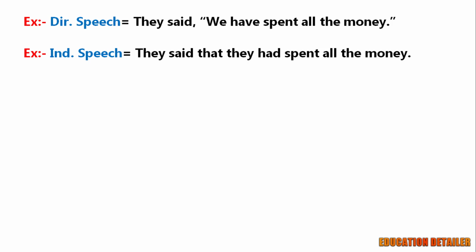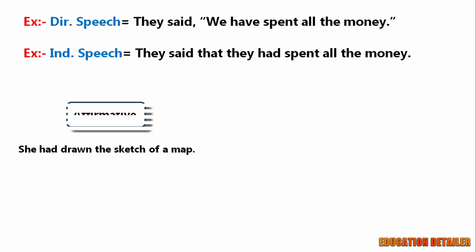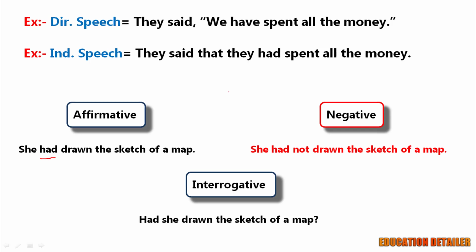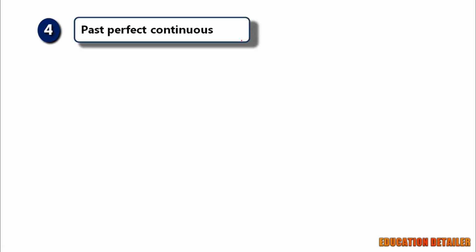Note down the three forms of past perfect. She had drawn the sketch of a map. Affirmative. Negative statements are formed by adding the adverb not after the auxiliary verb had. She had not drawn the sketch of a map. Had she drawn the sketch of a map? Interrogative.